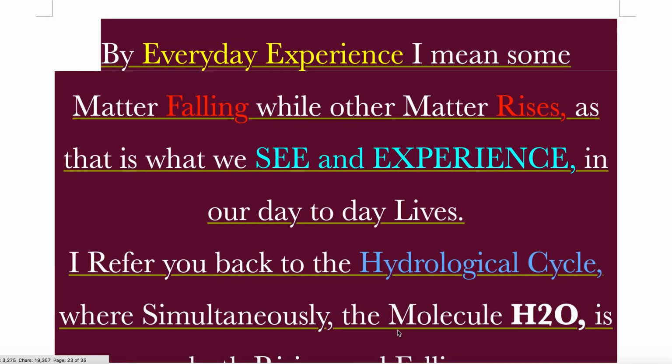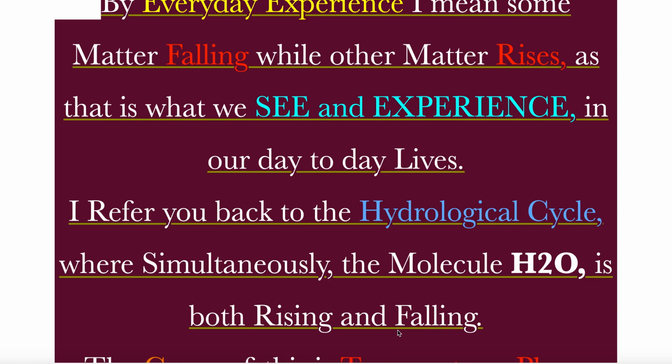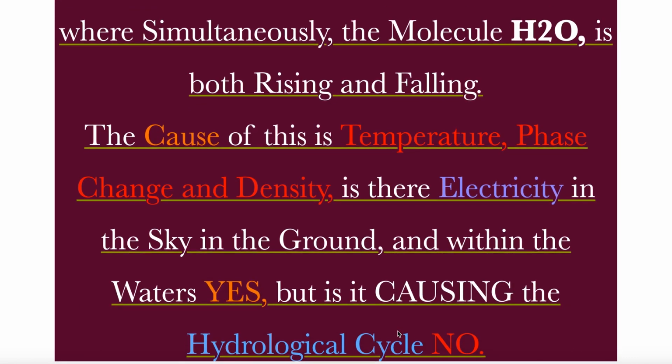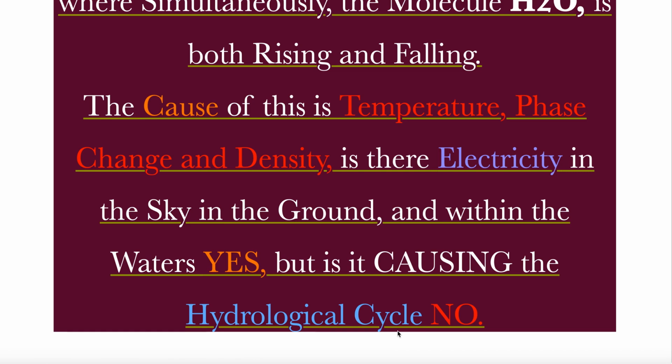By everyday experience, I mean some matter falling while other matter rises, as that is what we see and experience in our day-to-day lives. I refer you back to the hydrological cycle, where simultaneously the molecule H2O is both rising and falling. The cause of this is temperature, phase change, and density. Is there electricity in the sky, in the ground, and within the waters? Yes, but is it causing the hydrological cycle? No, it is not.